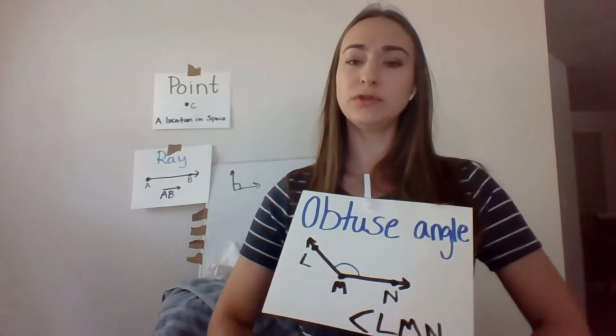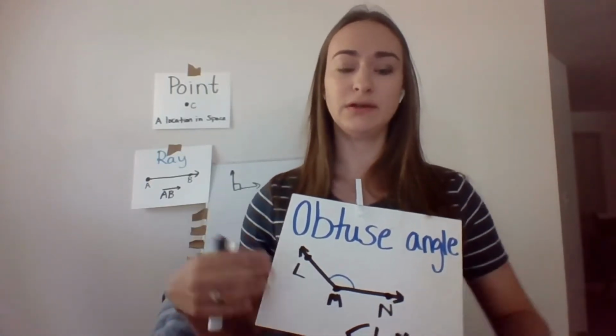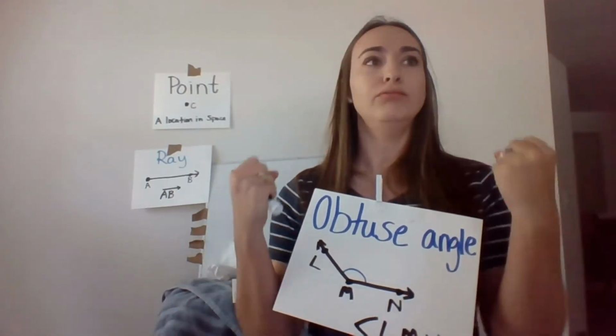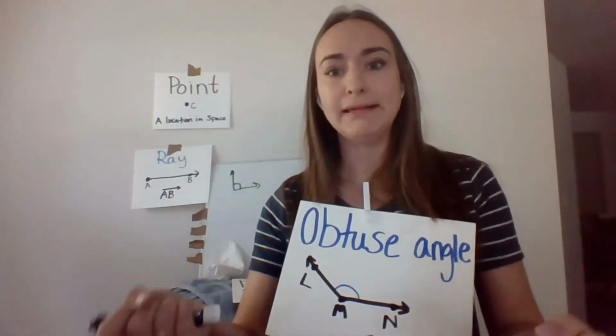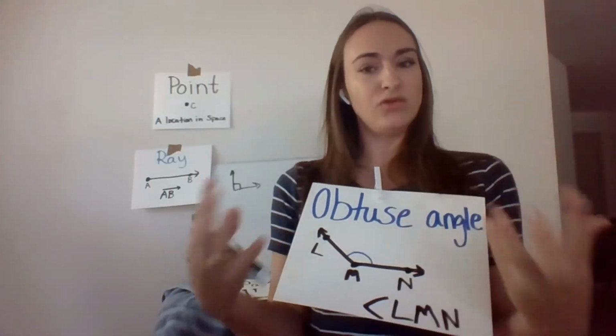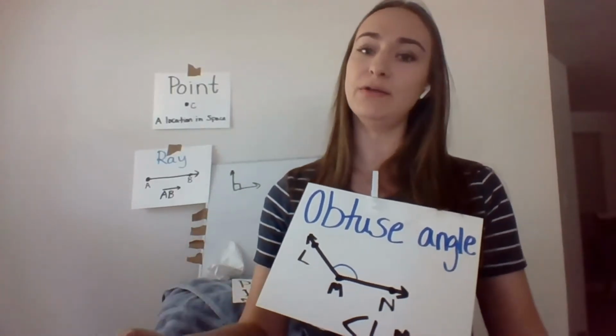So an obtuse angle is an angle that is greater than 90 degrees. I think of obtuse and it sounds like big. It sounds like obese and obtuse. It's just big. It sounds big. So I think of that, hey, it's bigger than a right angle.